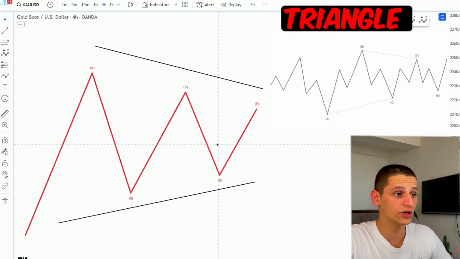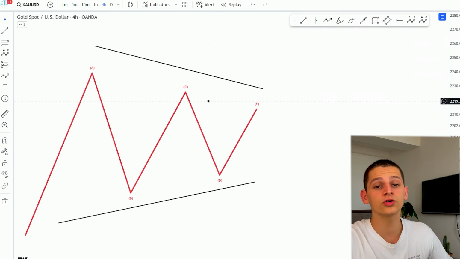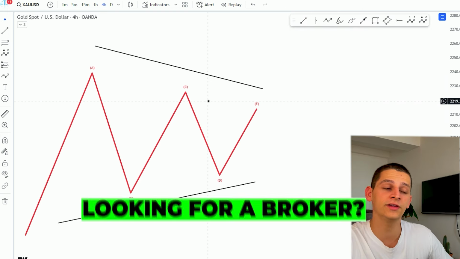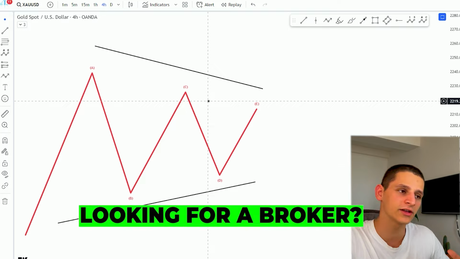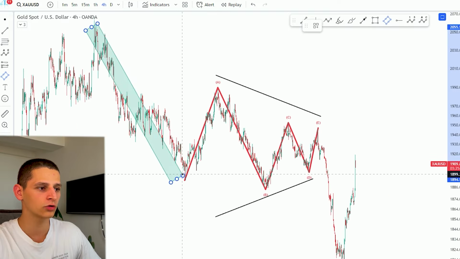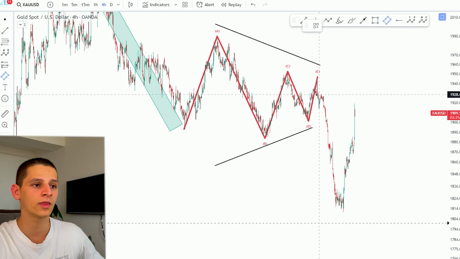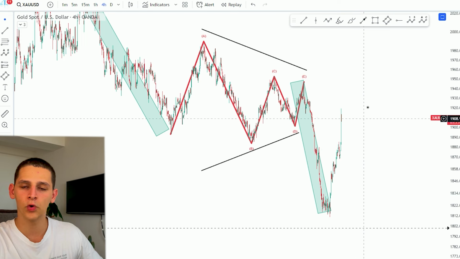The last correction is the triangle. This whole triangle is consolidation, or to put it in simple terms, sideways. Usually a corrective triangle wave is an indication of a recent trend change. And now one example on gold: impulse to the downside, then a correction, a triangle correction, another impulse to the downside, impulse to the upside.